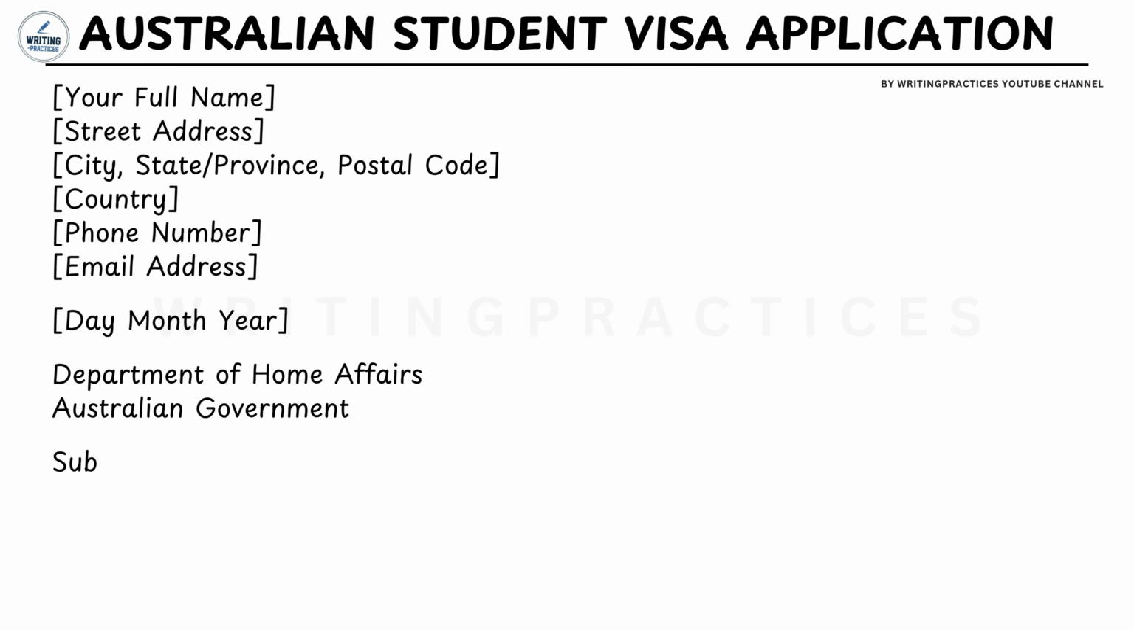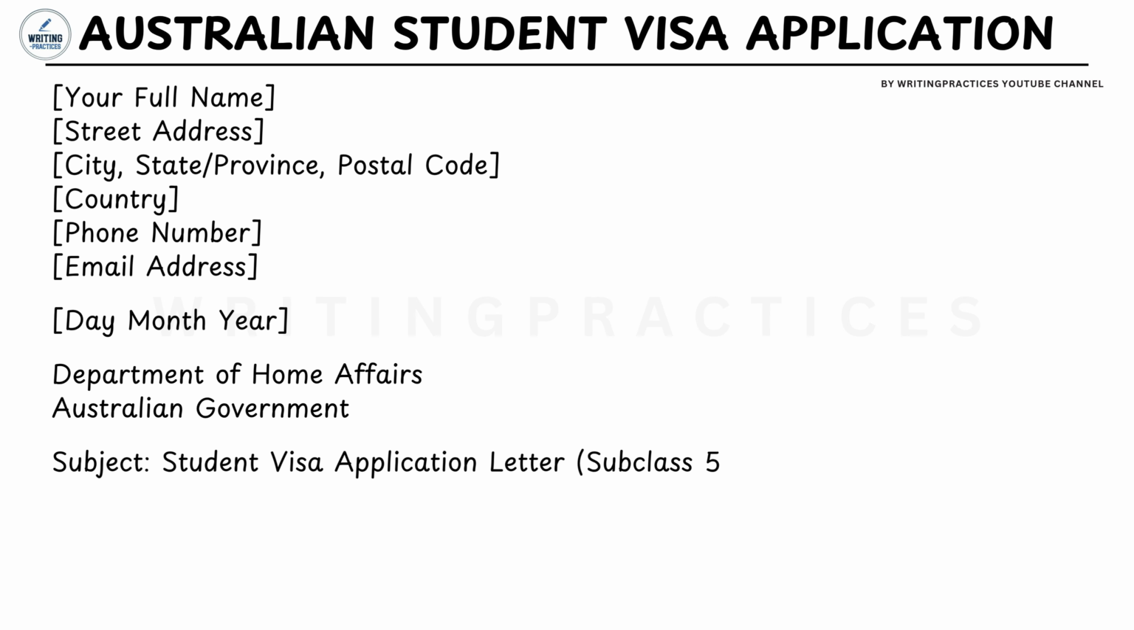Subject line. Write the visa category clearly. Example, subject, student visa application letter, subclass 500. This immediately tells immigration officers what type of application the letter supports. It also helps organize your documents during processing. Always include the correct visa subclass number.